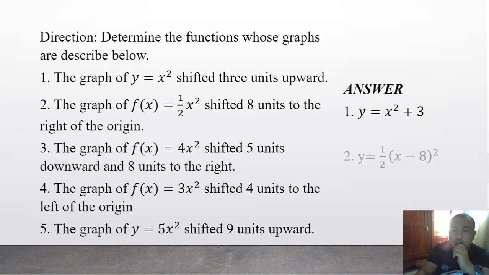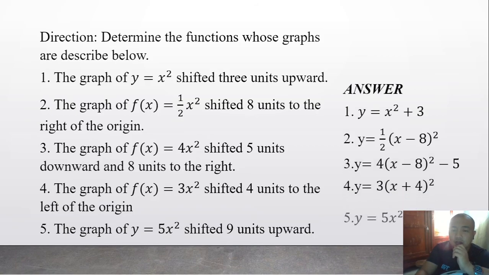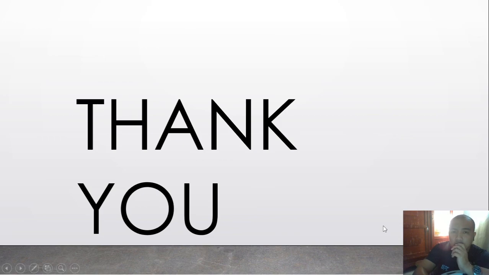Okay, you can screenshot on this part. So number 1, shifted 3 units upward, y equals x squared plus 3. Shifted 8 units to the right of the origin, y equals 1/2 times quantity x minus 8 squared. Number 3, shifted 5 units downward, so minus 5, and 8 units to the right, so minus 8 squared. Number 4, shifted 4 units to the left of the origin, so plus 4. Pag left, plus 4. Pag minus, to the right. And number 5, shifted 9 units upward, so plus 9. Pag downward, minus 9.